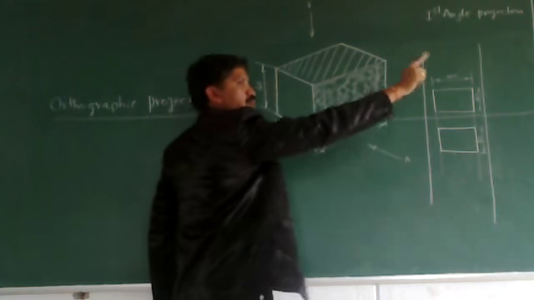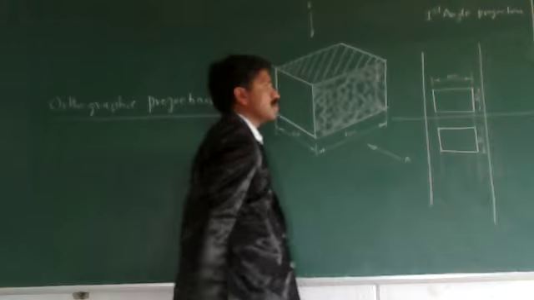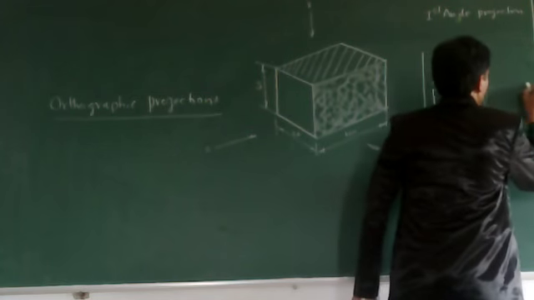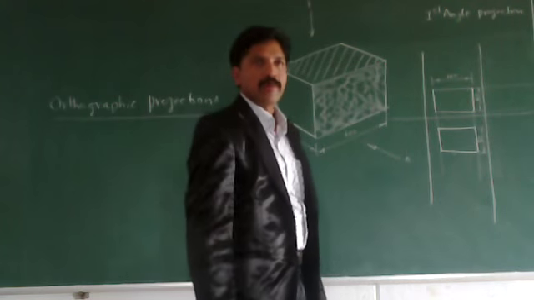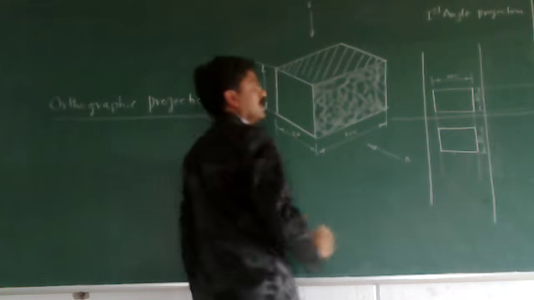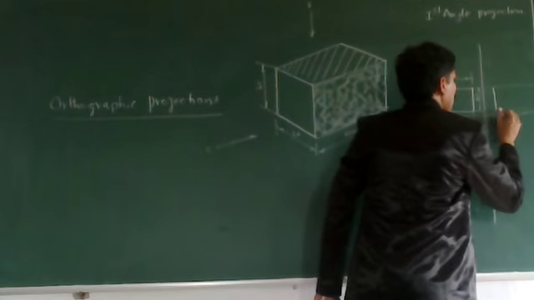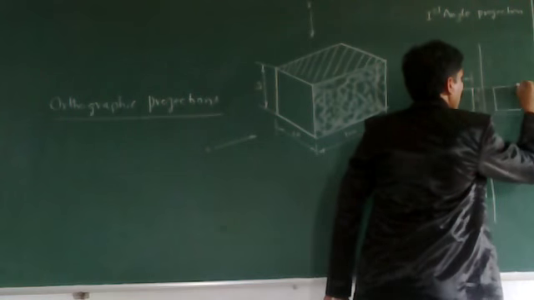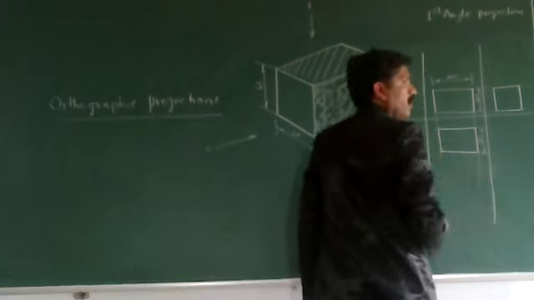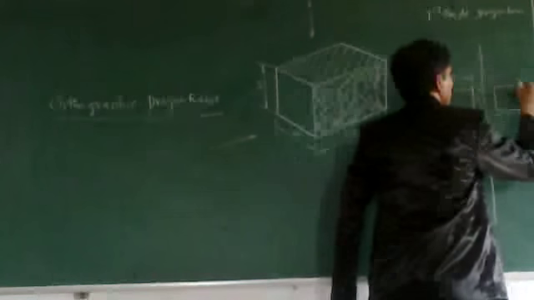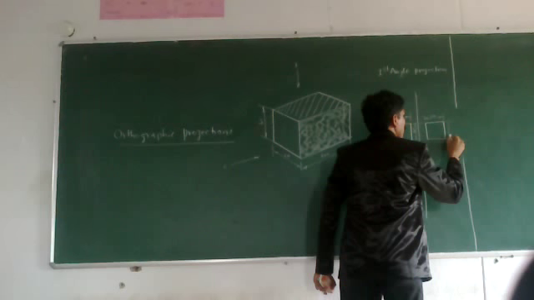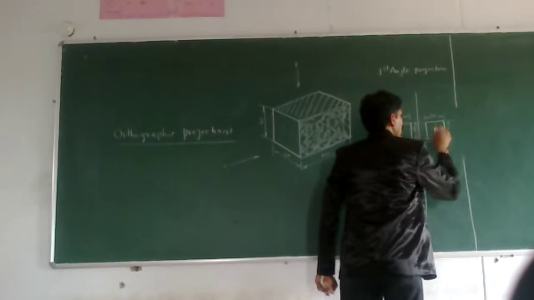According to the first angle projection, we have to show it at the right side of the front view. So simply project the height. This is the height, about 40 mm, obtained from the front view. And what about the width dimension? 50. So this is 50 and this dimension is 40.